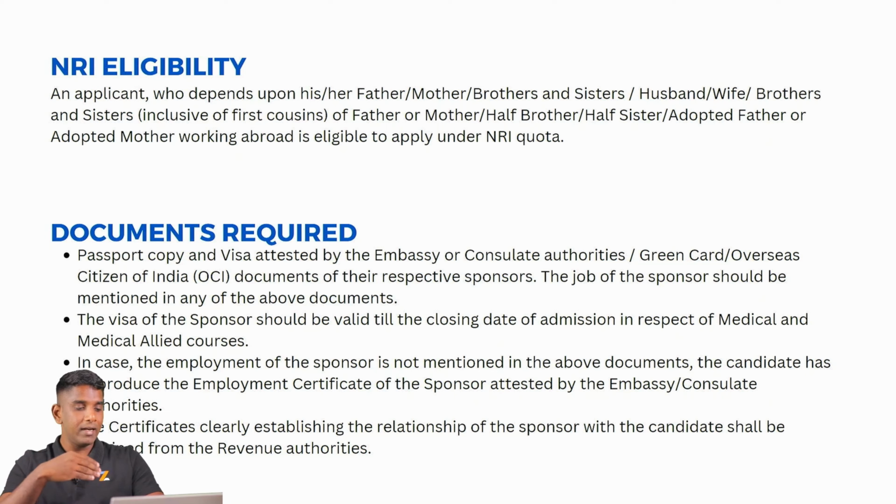Last, a certificate clearly establishing the relationship of the sponsor with the candidate shall be obtained from the revenue authorities. So if the sponsor is an uncle or aunt of the candidate, they have to get a certificate to show the relationship between the sponsor and the candidate. If a mother or father is sponsoring the candidate, they can also use their 10th or 12th certificate if the parent's name is mentioned. That is one additional point.